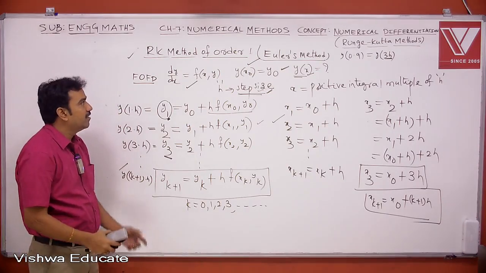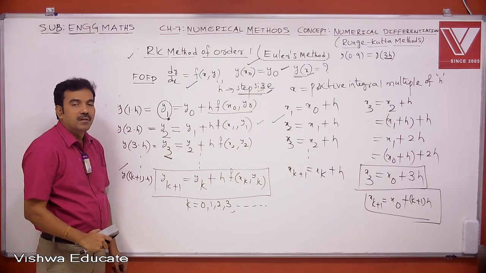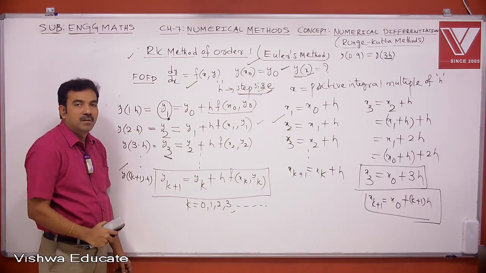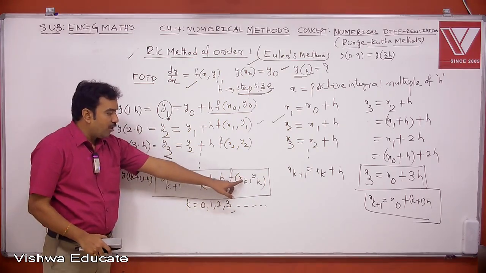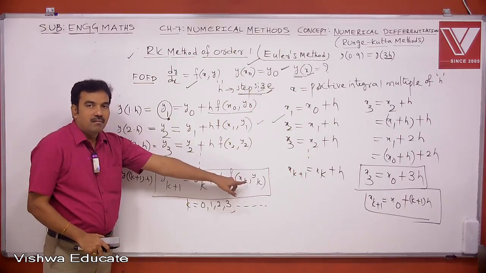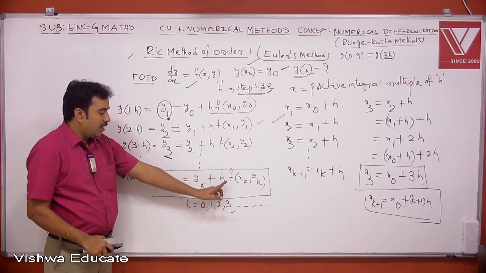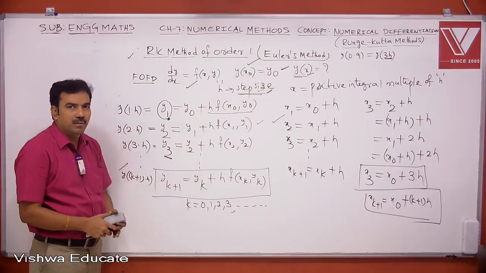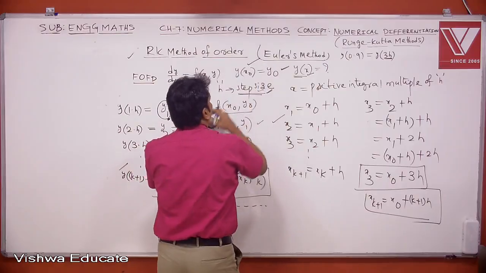Note one point. In every iteration, one value is required. That is h into f of xk comma yk. That's why it is called RK method of order 1. Next we go to RK method of order 2.